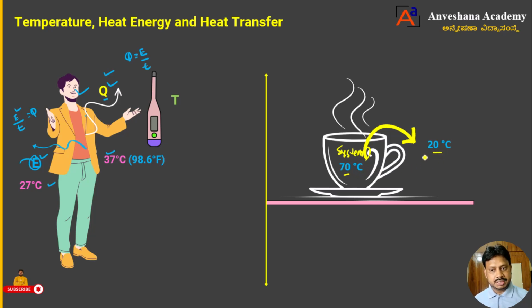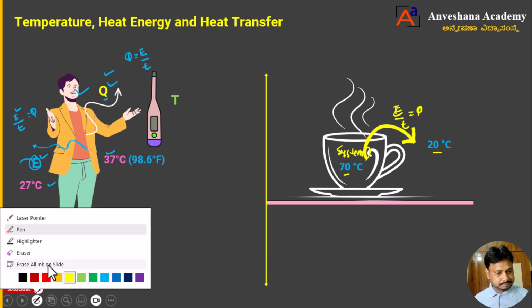Because of the change in temperature, a kind of energy, that is energy E, is getting transferred from the system to the surrounding. That is energy. Whether it is hot or cold is temperature. Fine. Then how much heat energy is transferring per unit time is nothing but what? Heat transfer, dear students. That is what you can see here now.